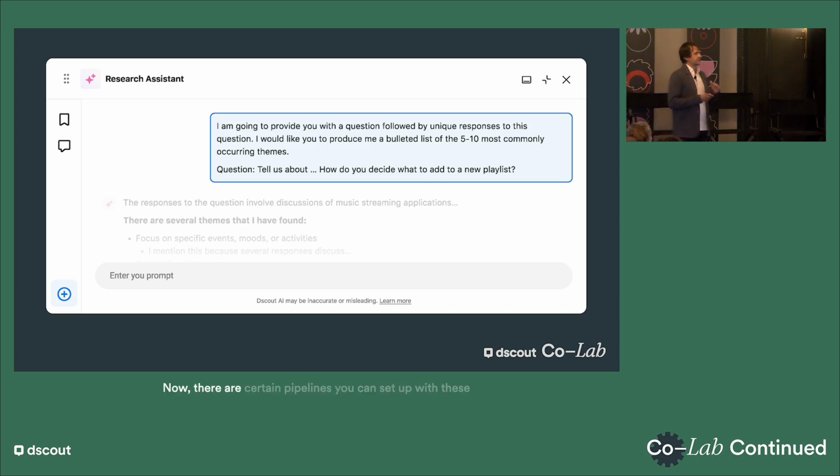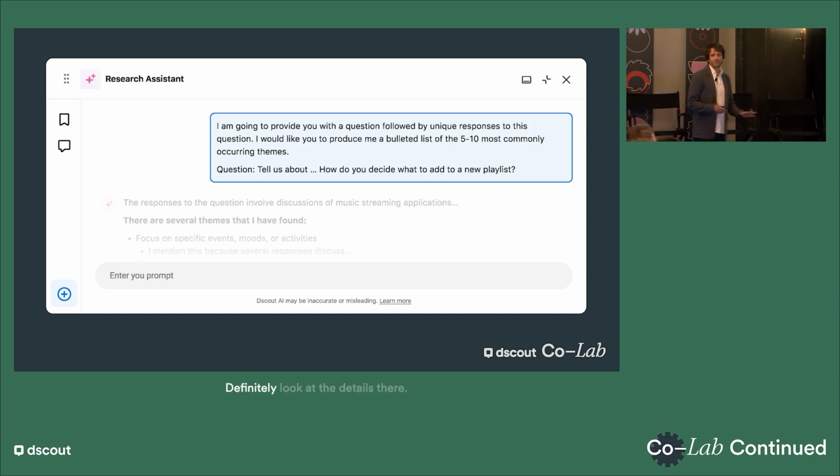Now, there are certain pipelines you can set up with these LLM providers that are called like zero retention, no retention. That is a very important thing to consider when signing up, because I'm saying it's not put in the model at this time, but if you don't sign up for one of those, they can use your data later to then retrain a model.